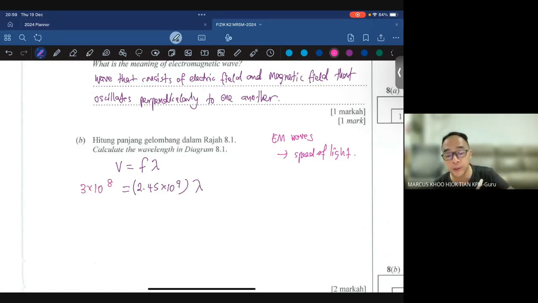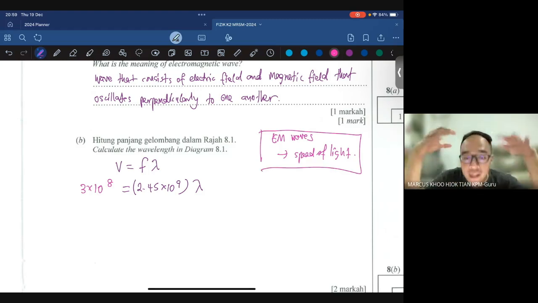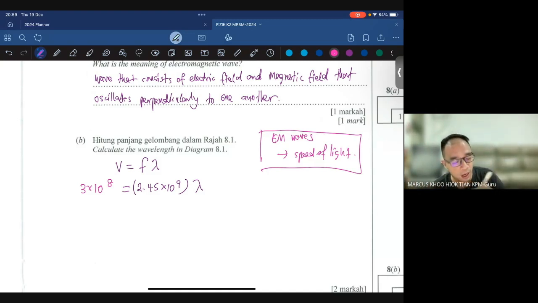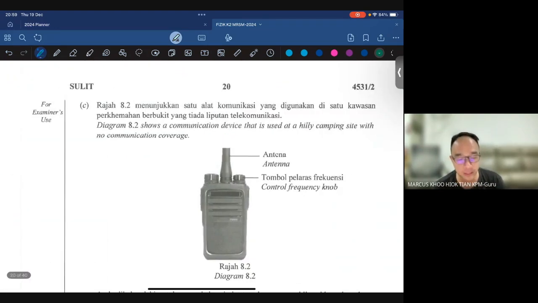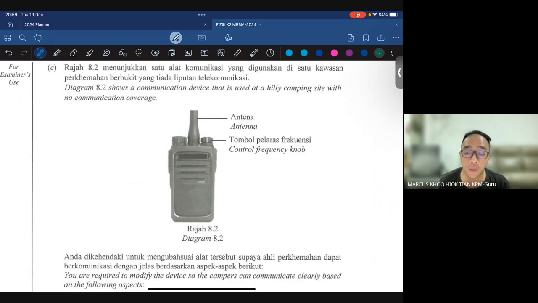This is an important characteristic to remember. Electromagnetic waves travel at the speed of light, and only electromagnetic waves. The other waves, water waves and sound waves, have different speeds. After you do this calculation, you get lambda equals 0.122 meters. This is an important thing to remember. All right, 8.2 shows a communication device that is used at a hilly camping site with no communication coverage.